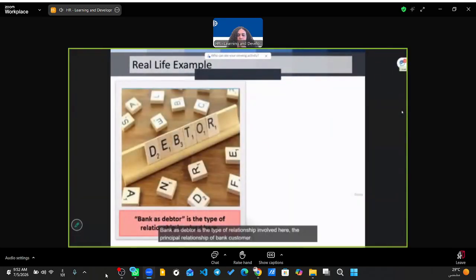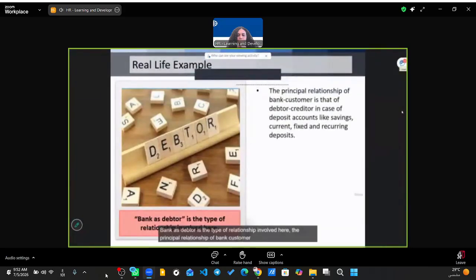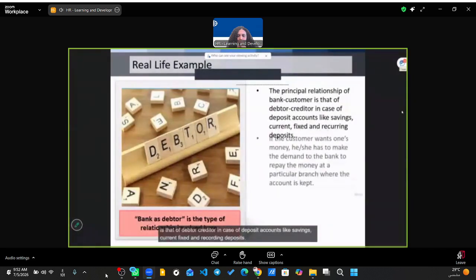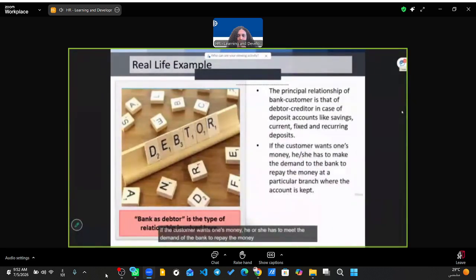Bank as debtor is the type of relationship involved here. The principal relationship of bank customer is that of debtor-creditor in case of deposit accounts like savings, current, fixed, and recurring deposits. If the customer wants money, he or she has to make the demand to the bank to repay the money at a particular branch where the account is kept.